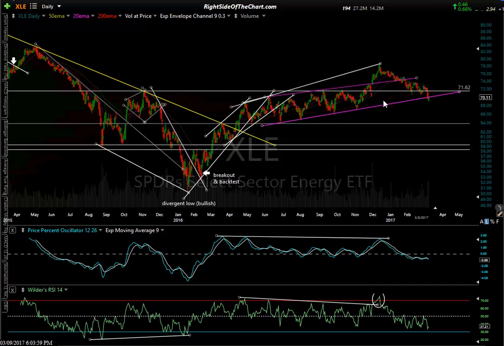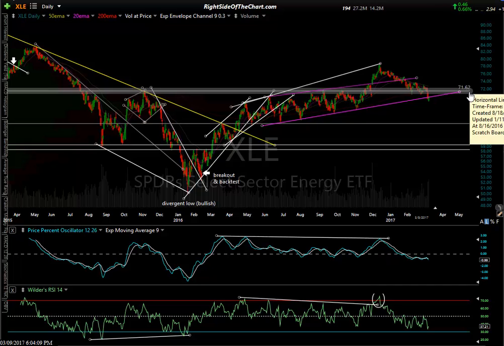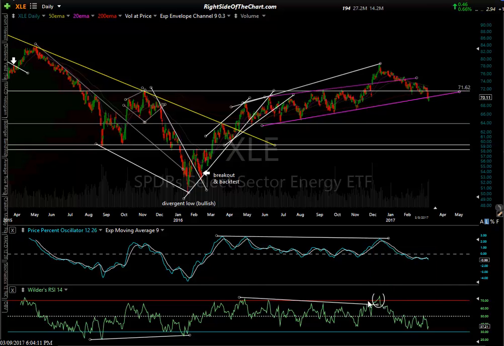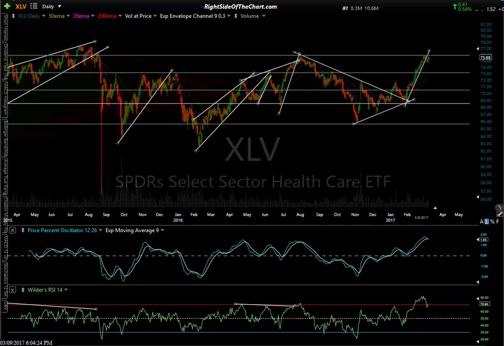So there's XLE, numerous reactions on this purple uptrend line, a breakdown, back test today. Even if it regains this purple trend line, you have some pretty significant resistance there at 71.62. They had a divergent high back here, not on the RSI because we had this extreme overbought reading, but we did have divergence on the PPO at that high. So not liking the outlook right now for the energy stocks. And remember, they're an important component of the S&P 500. That's the whole point of this video.